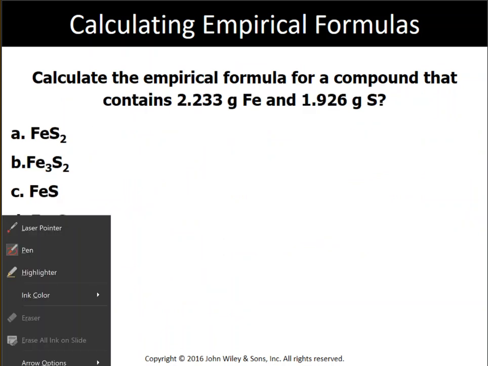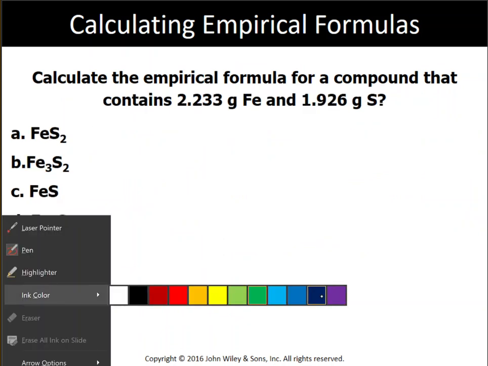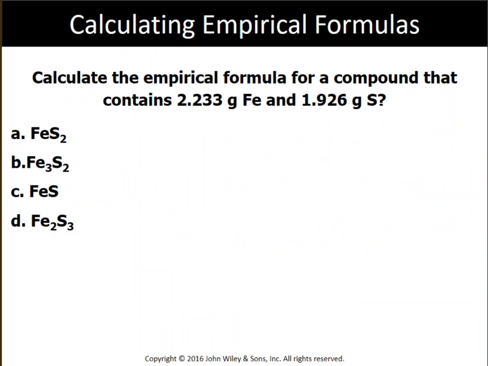So let's do another example. You want to calculate the empirical formula for a compound that contains 2.233 grams of iron and 1.926 grams of sulfur. So step 1, the masses are already given to us, in fact. So we can go ahead and find the number of moles.